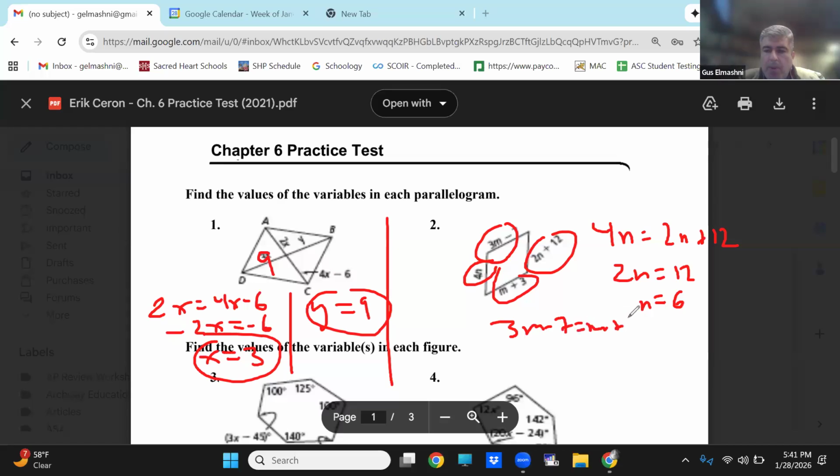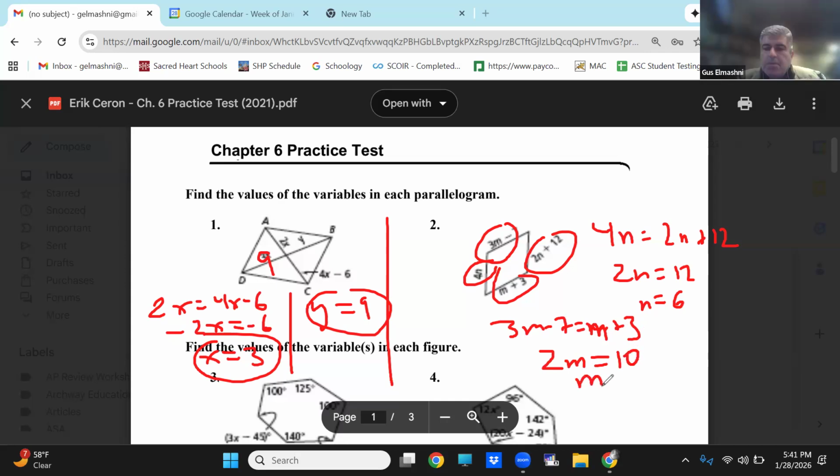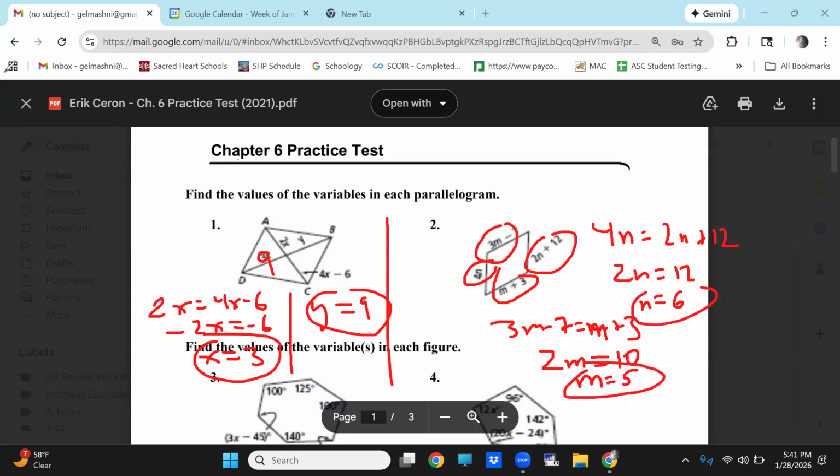So if you solve for m, what do you get for that one? 2m plus m is equal to 5. Good. Awesome. Good. Okay.